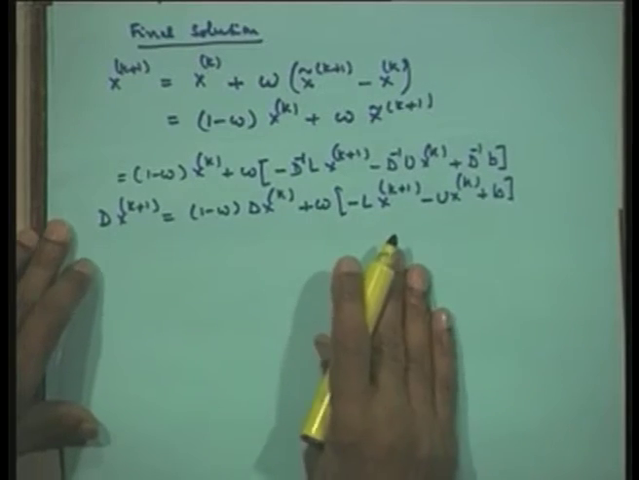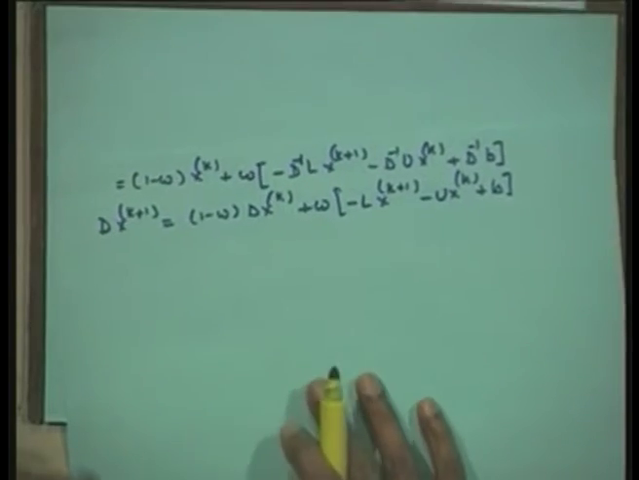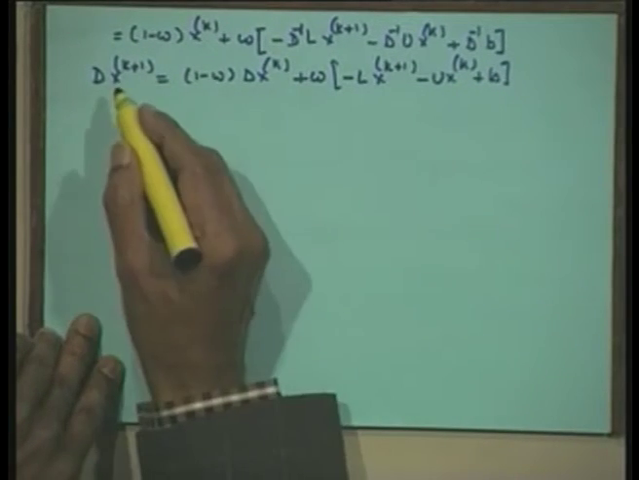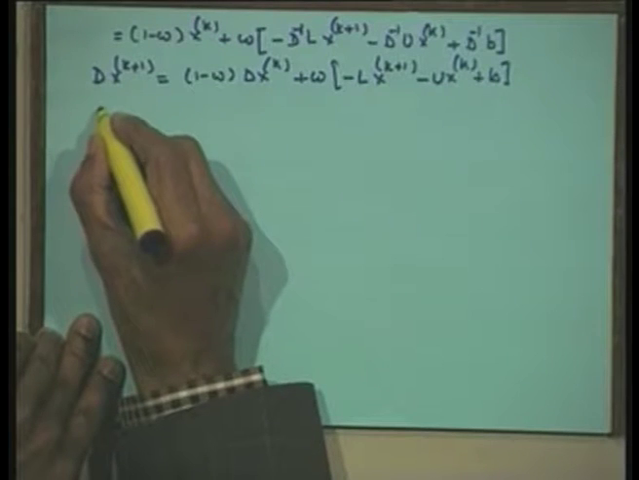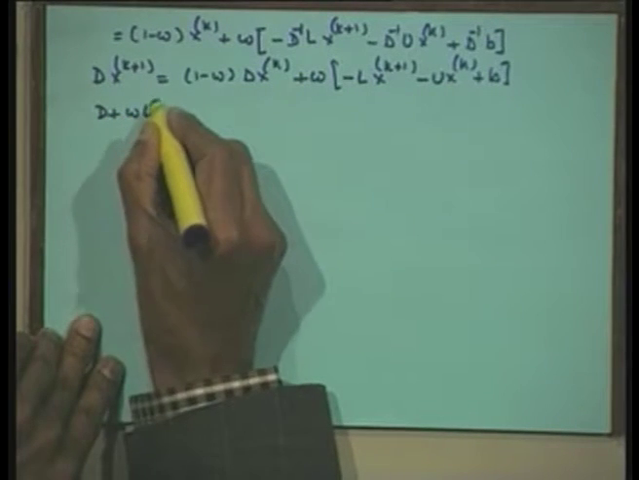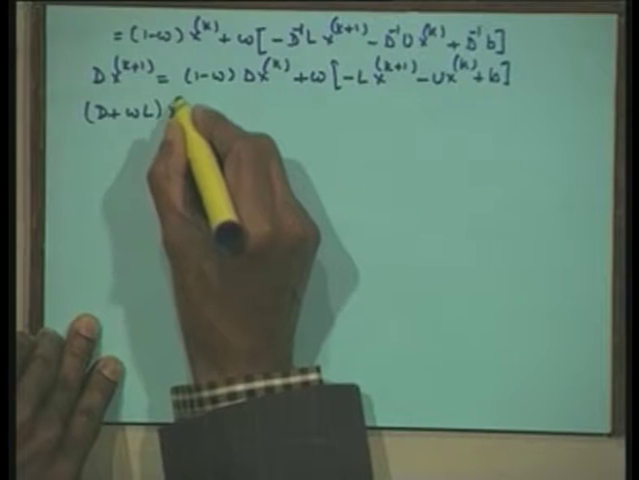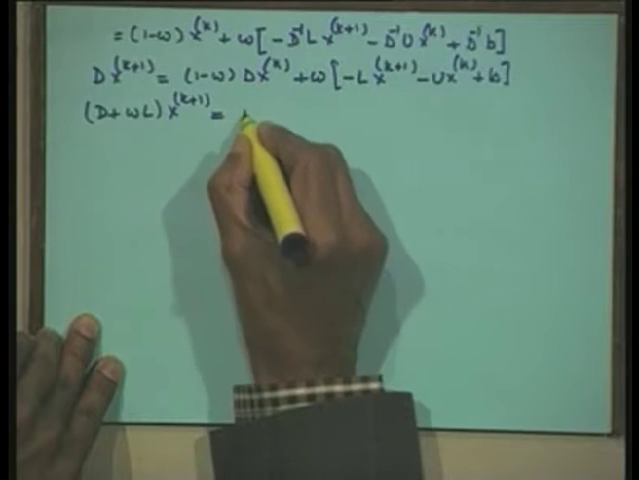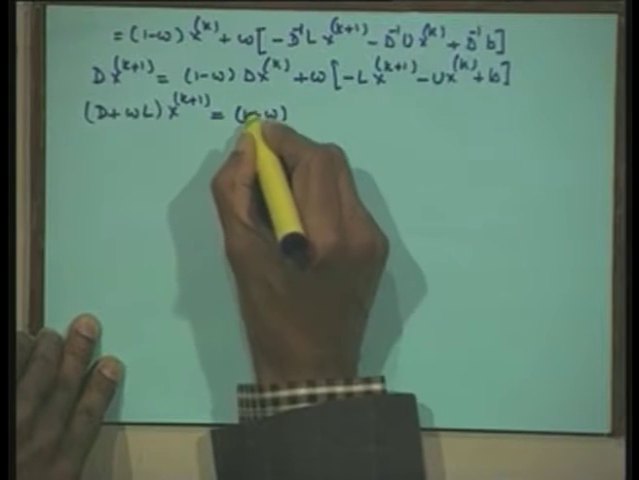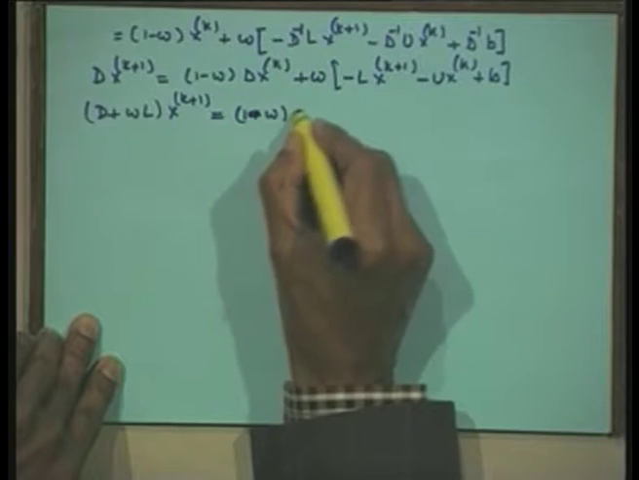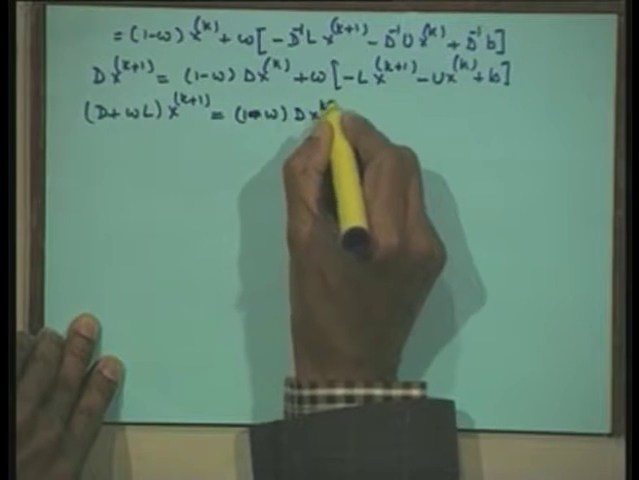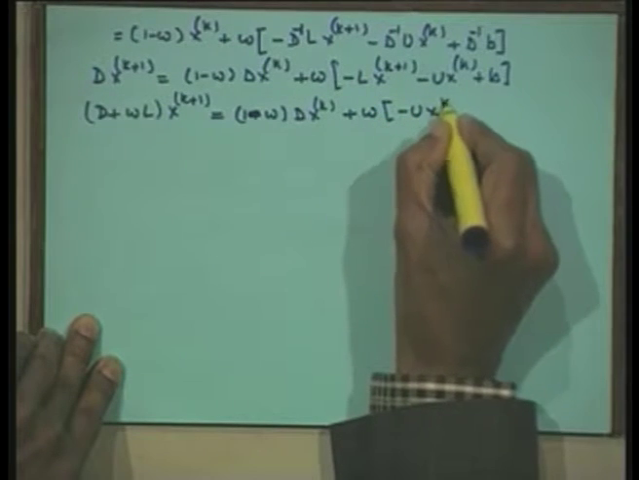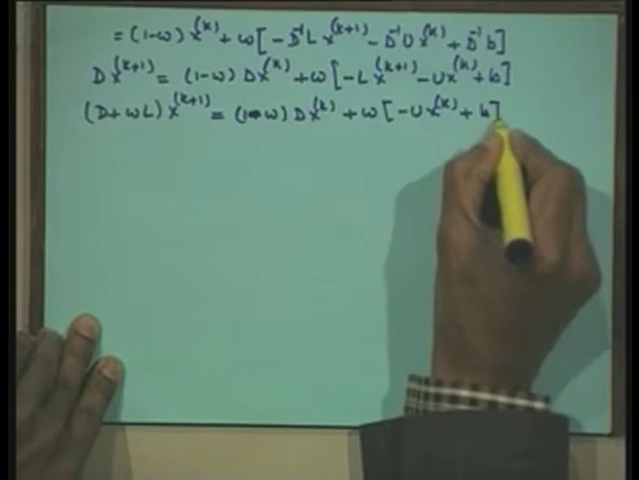Now, this x k plus 1 belongs to the left hand side, because it is the current iterate. So, let us bring it to the left hand side. Then we will have D plus omega L x k plus 1 is equal to 1 minus omega D x k plus omega minus U x k plus b.